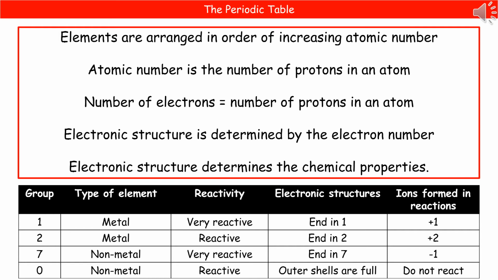Elements are arranged in order of increasing atomic number. The atomic number is the number of protons in an atom. The number of electrons is the same as the number of protons in an atom because they're neutral. Electronic structure is determined by your electron number, and the electronic structure determines the chemical properties.